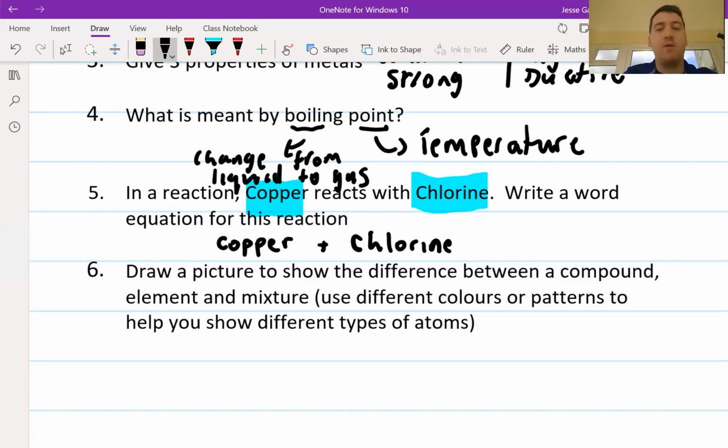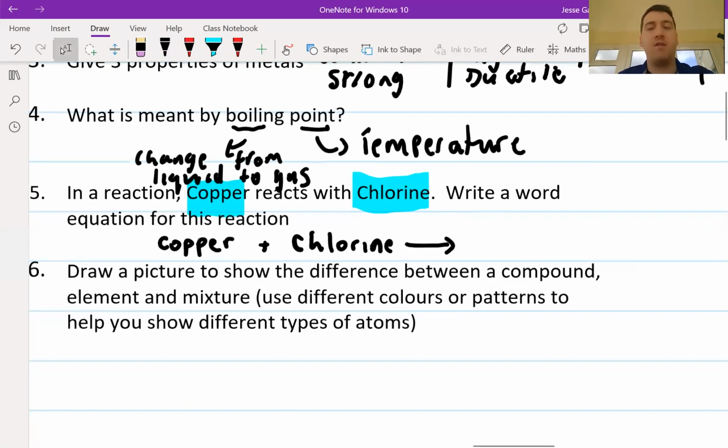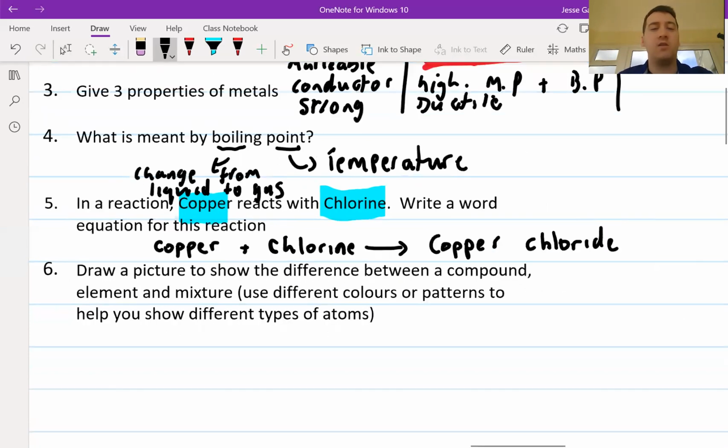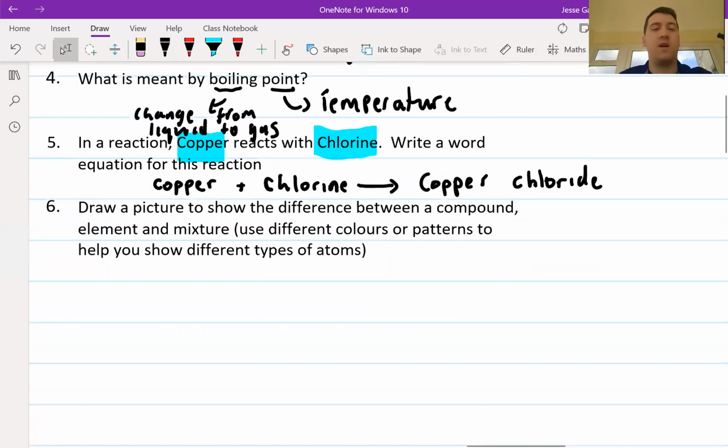Great. If you got that right, then we draw the arrow to show chemical reaction. Good job. And then we're going to name the product. So this is going to be copper because the metal is going to come first. It's copper, and then we're going to put the non-metal name, chlor, and we're not going to go all the way to chlorine. We're going to replace ene with ide: copper chloride, because it's a two-element compound. So well done, if you got that right.